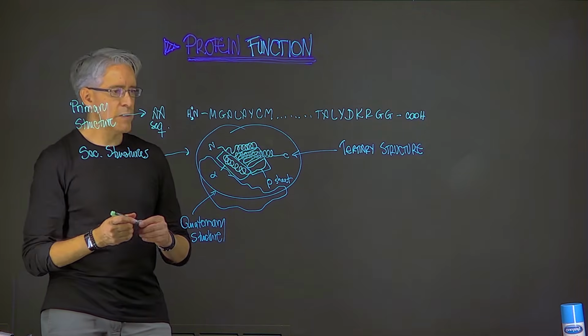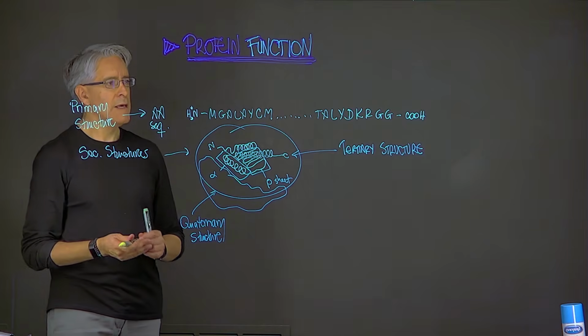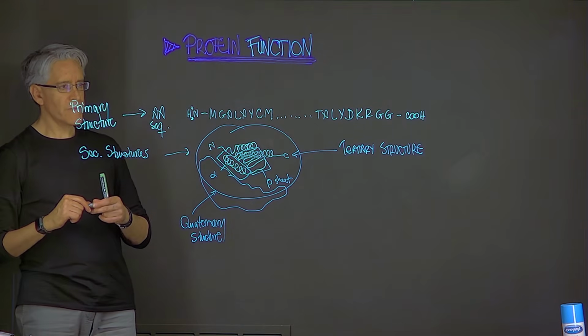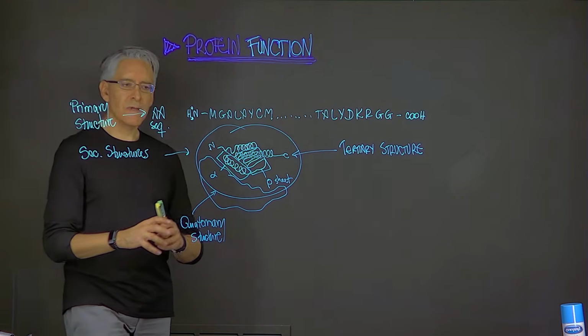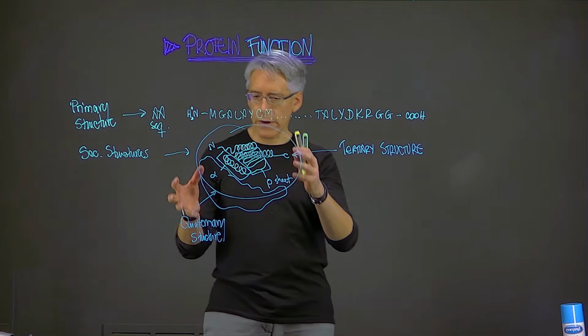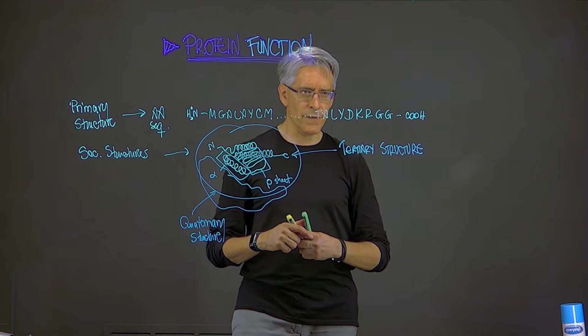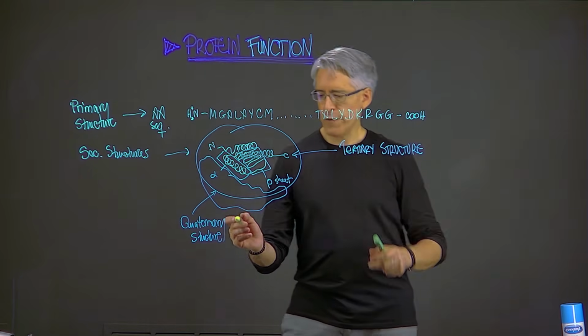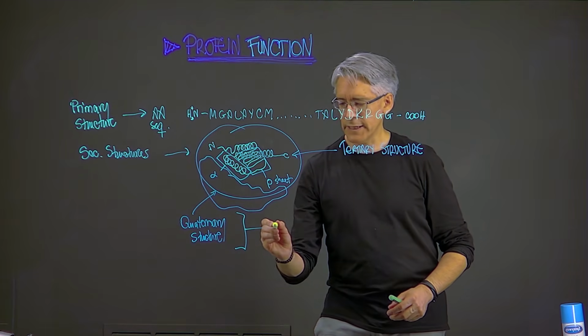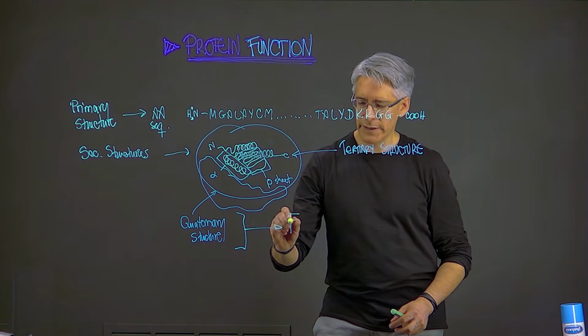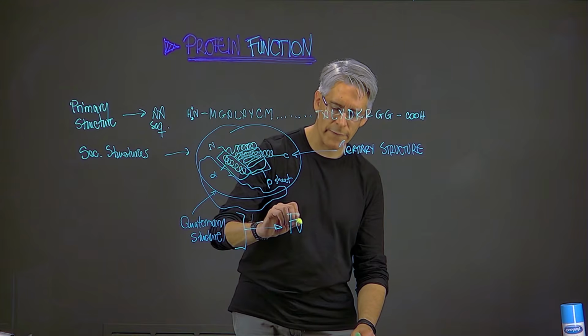All right, so now, why am I talking about all of this? This is important because the sum of all of these components, the quaternary structure, in fact, of a protein, the shape of a protein, is what dictates the function that the protein will have.